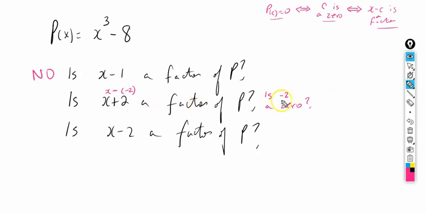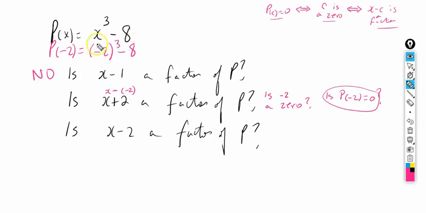And is negative 2 a 0? That's the same thing as, is p evaluated at negative 2 equal to 0? And if one of these answers is yes, the answer to everything is yes. If one of these answers is no, the answer to everything is no. So this is the easiest one to see. What is p evaluated at negative 2?